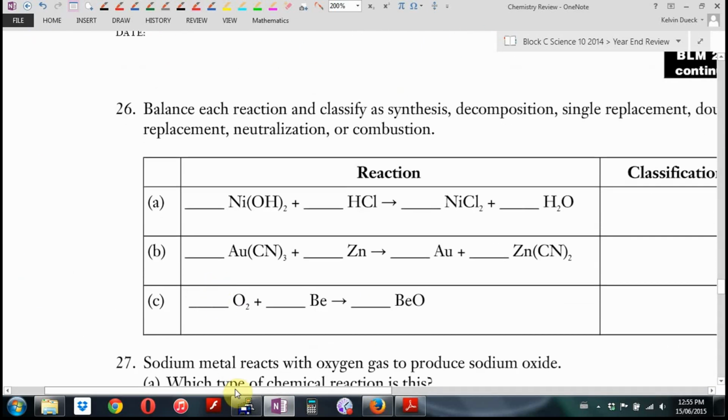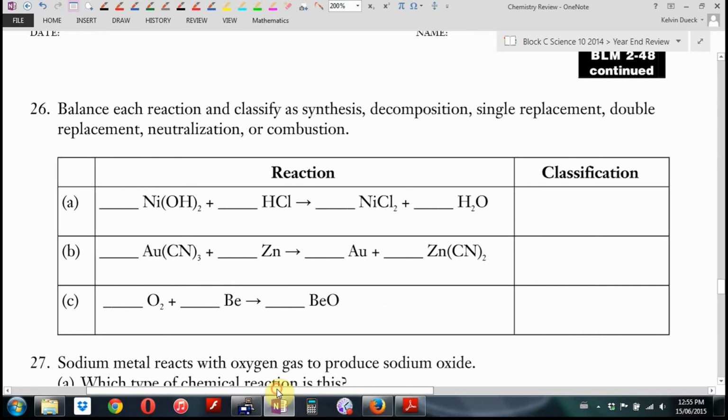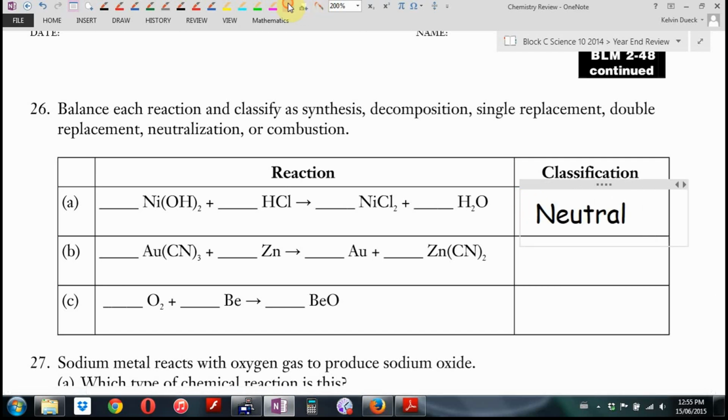Speaking of balancing, here we go. Let's classify first. So it says classify as synthesis, decomposition, single replacement, double replacement, or neutralization. What do you think this one up here is? A. Why? There's my acid. There's my base. There's my salt plus water.